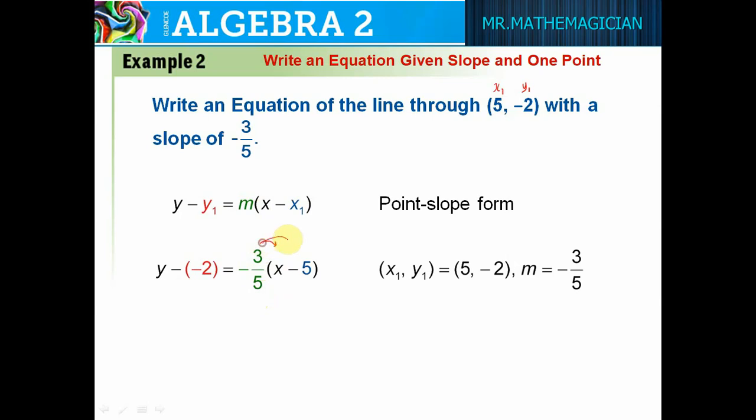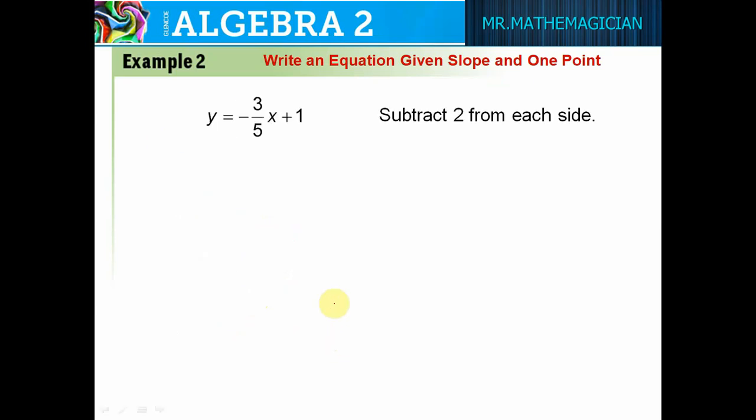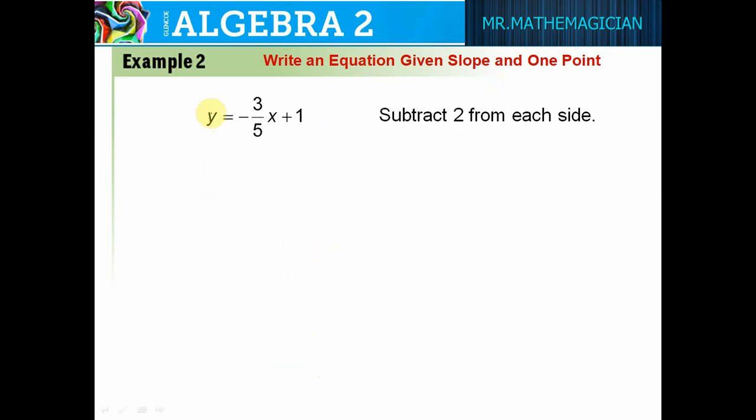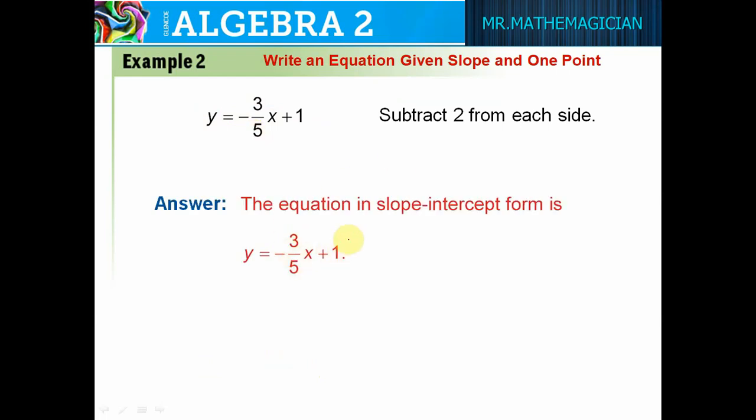Now you are going to distribute. So y plus 2 equals negative 3 over 5 times x plus 3. To get y alone, it will be negative 3 over 5x plus 1. Of course, because we subtracted 2 from both sides. That's why here 3 minus 2 will give you positive 1. So it takes this shape, y equals negative 3 over 5x plus 1. And that's it. This is the equation.